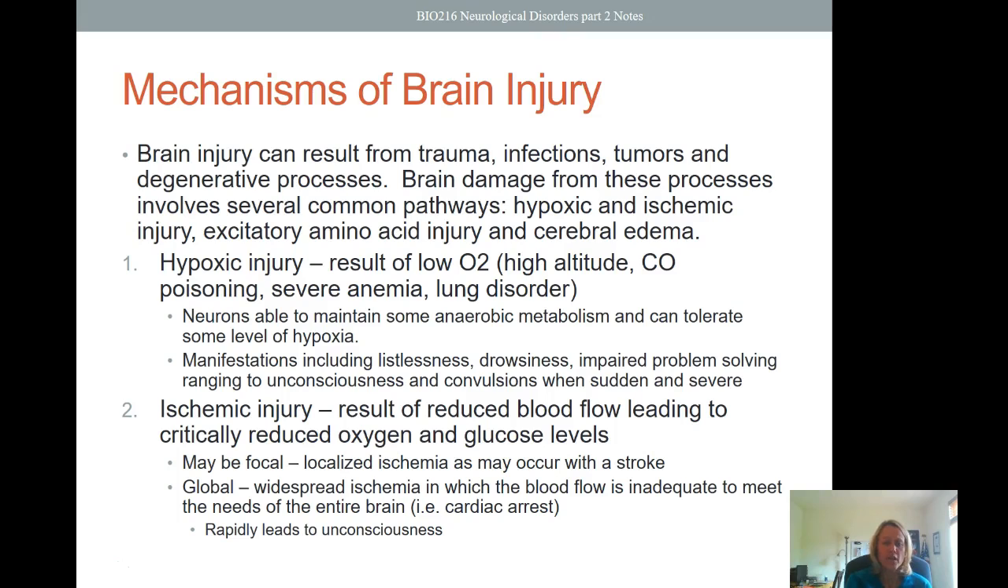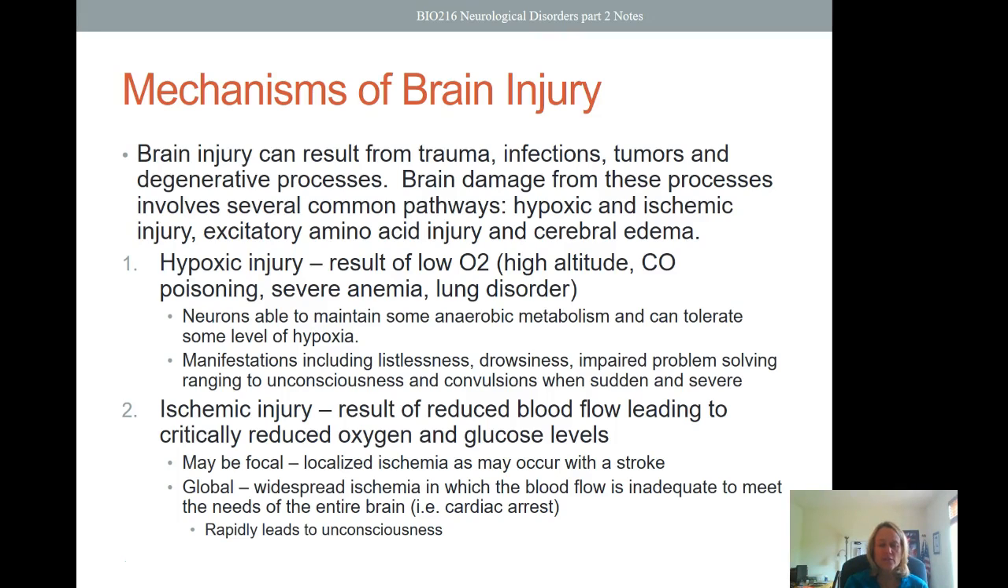So brain injury can result from trauma, brain infection, cancerous or benign tumors, or other degenerative processes such as Alzheimer's disease. The brain damage involves several common pathways: hypoxic and ischemic injury, excitatory amino acid injury, and cerebral edema.